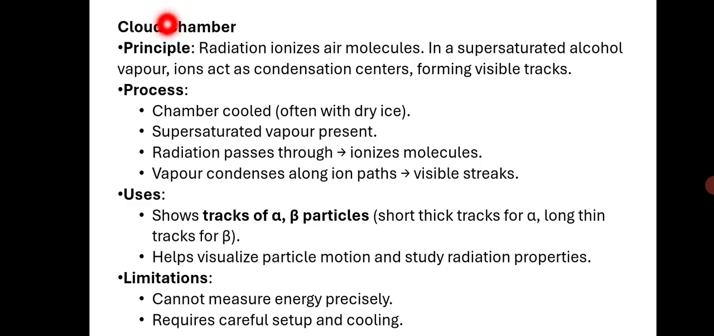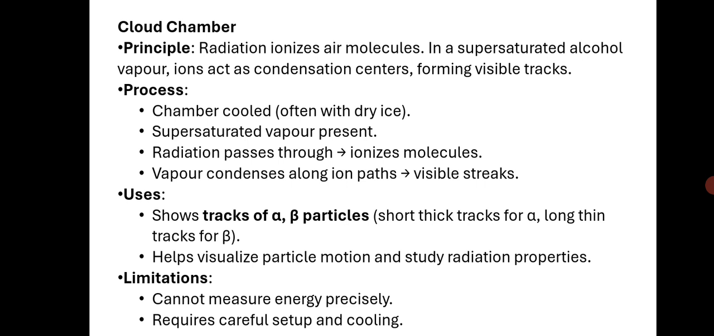Welcome to the next one, which is the cloud chamber. The principle in which the cloud chamber works is that radiation ionizes air molecules. So it has air molecules which, when exposed to radiation, will become ionic. That's a process called ionization. So in a supersaturated alcohol vapor, ions act as condensation centers, forming visible tracks.